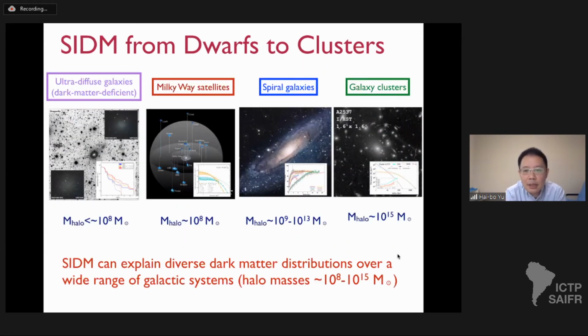So in this talk, I have shown you observations from ultra-diffuse galaxies, Milky Way satellite galaxies, spiral galaxies, and galaxy clusters. The overall impression is that the dark matter distributions in galactic systems are very diverse. And we have shown that SIDM can explain them over a wide range of galactic systems. The mass really spans about 7 orders of magnitude.